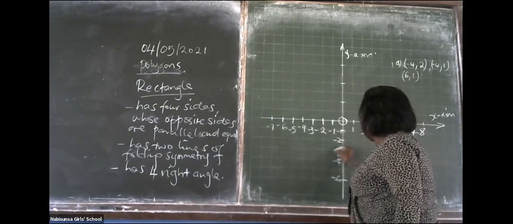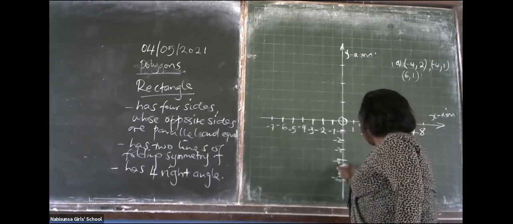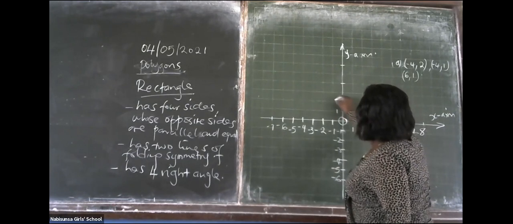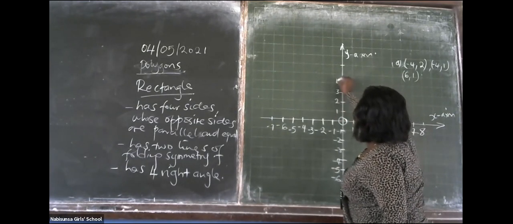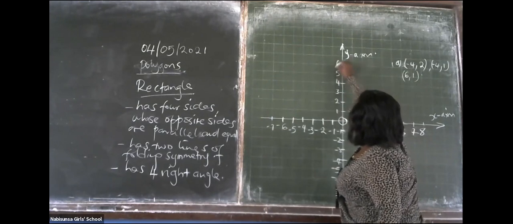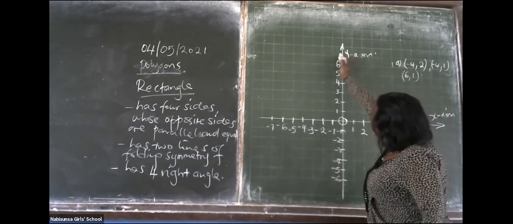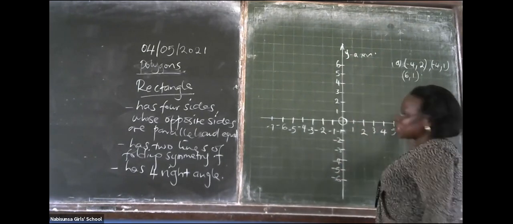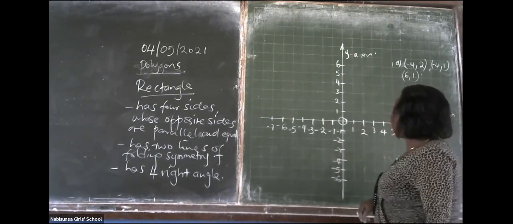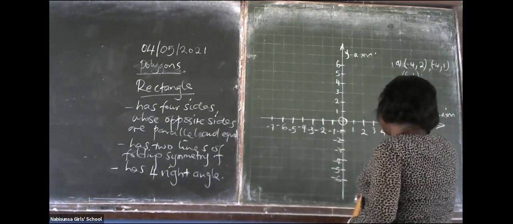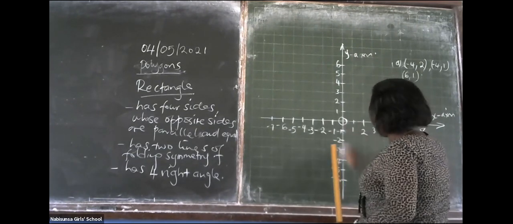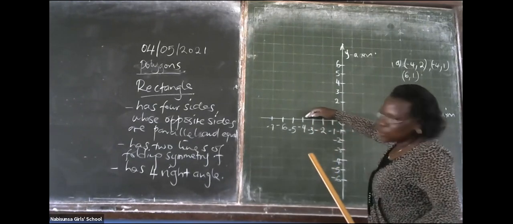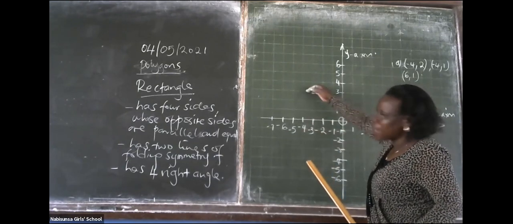-1, -3, -5, 1, 2, 3, 4, 5, 6. We are writing the Y values to the left of the Y-axis. Don't write them this side. It is a way of representing the Y-axis. We always write them on its left, not on its right. Even the values of X are written below, not above.